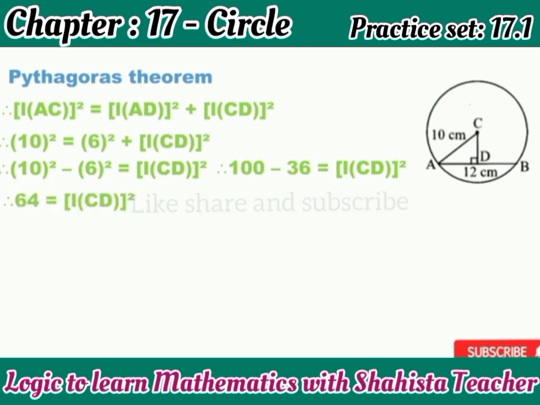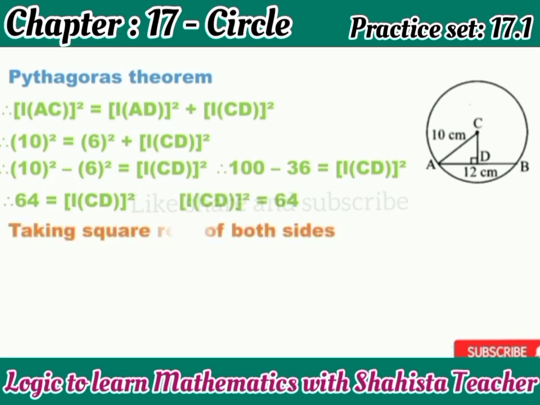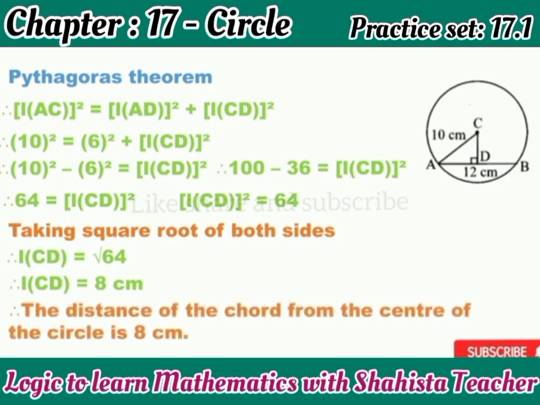So taking square root from both the sides, we get length of CD is equal to root of 64. So CD is equal to how much? 8 centimeter. Is that clear, my dear students? So here length of CD is equal to 8 centimeter. So perpendicular, the distance of the chord from the center, is how much? The distance of the chord from the center is 8 centimeter. Is that clear, my dear students?